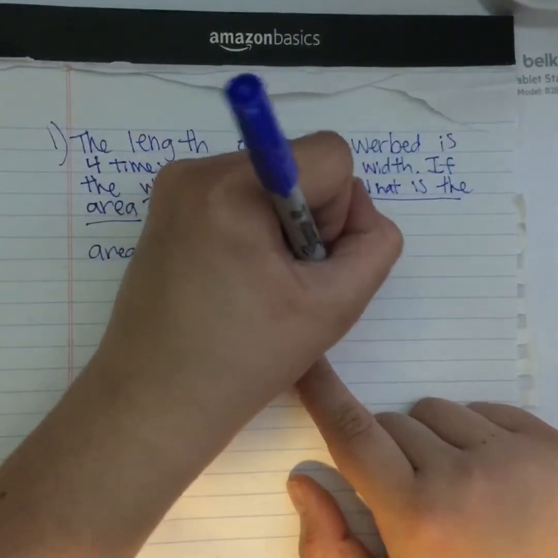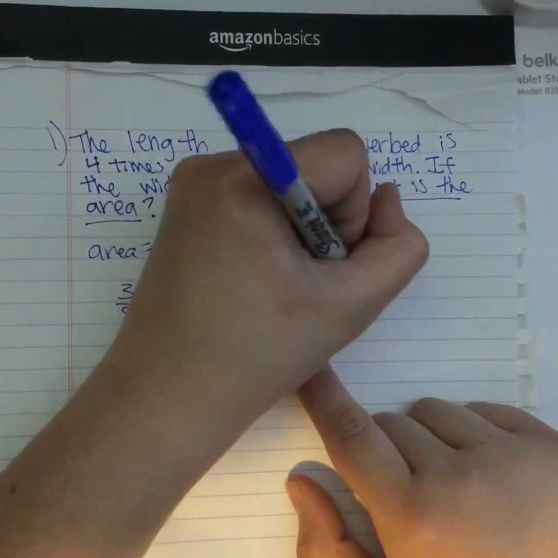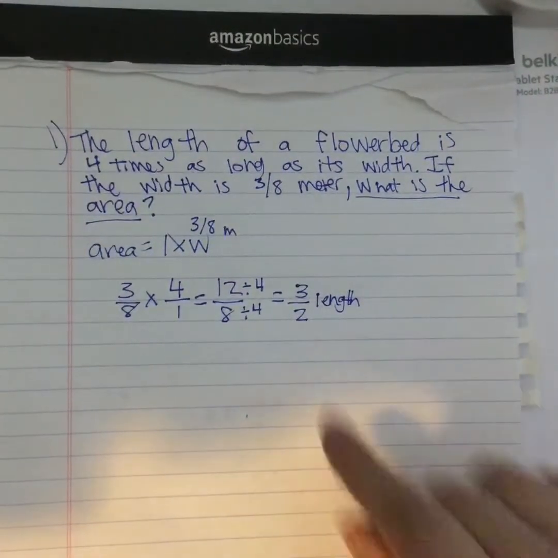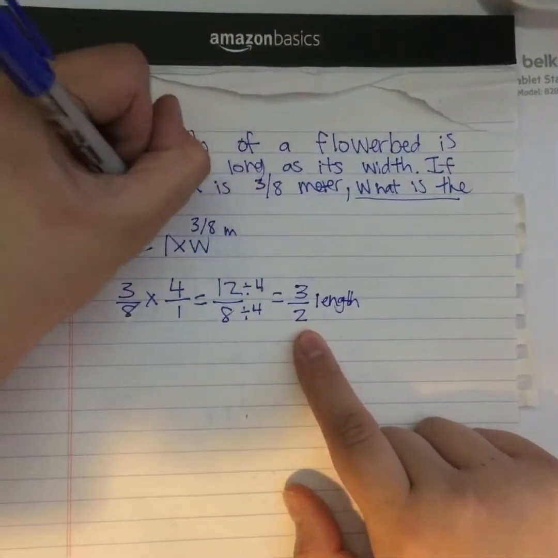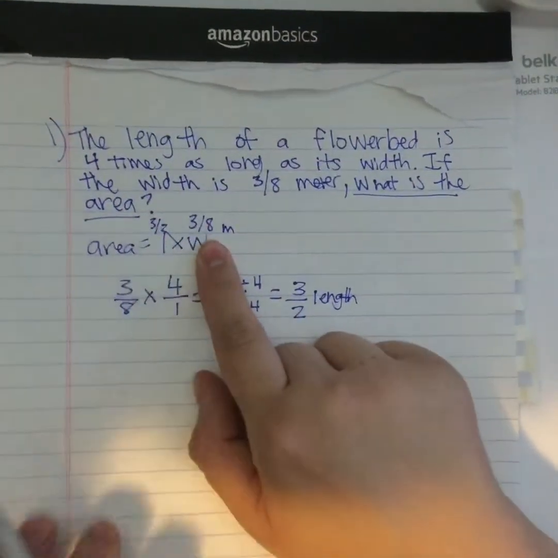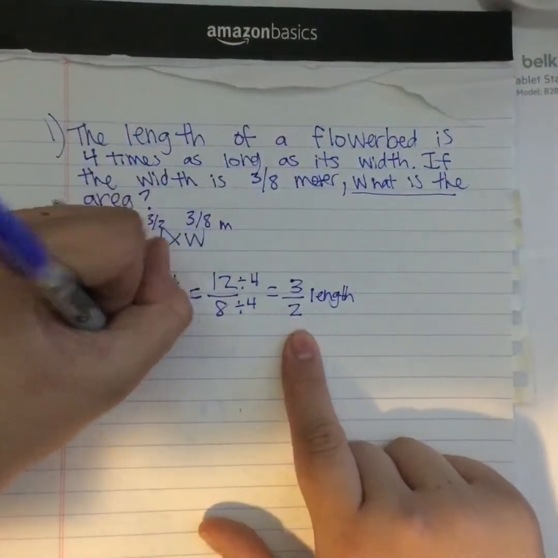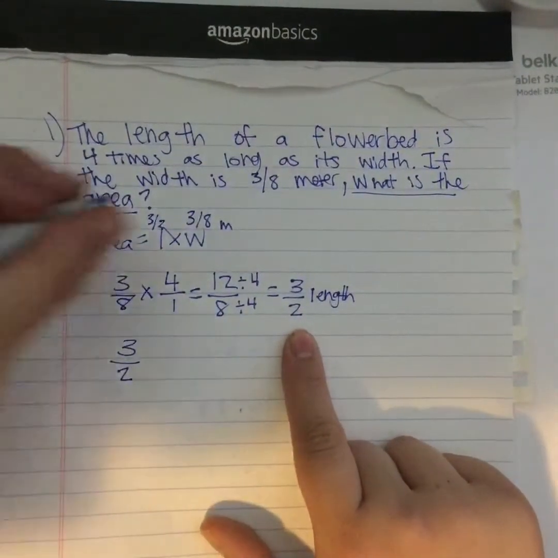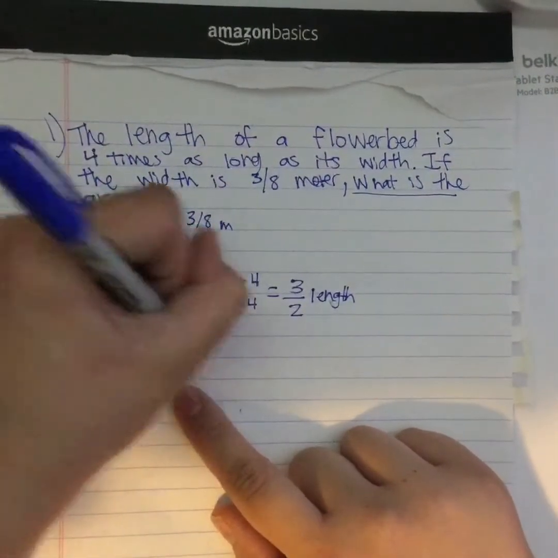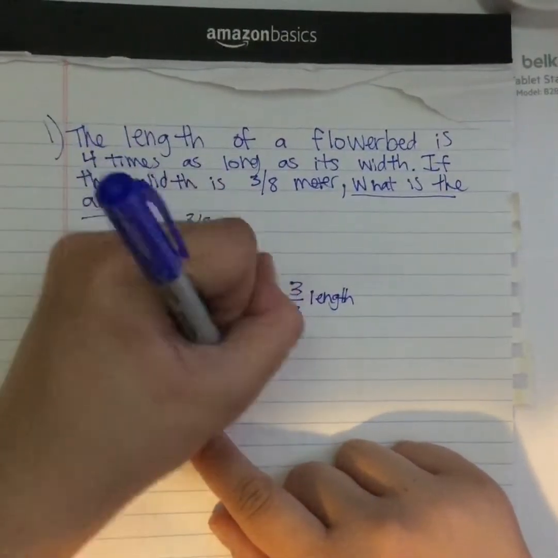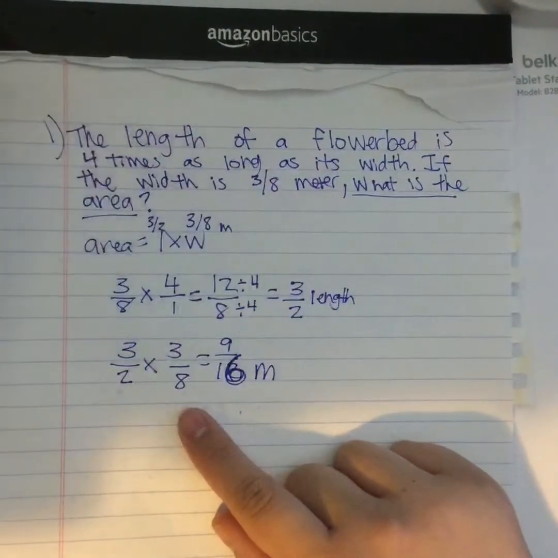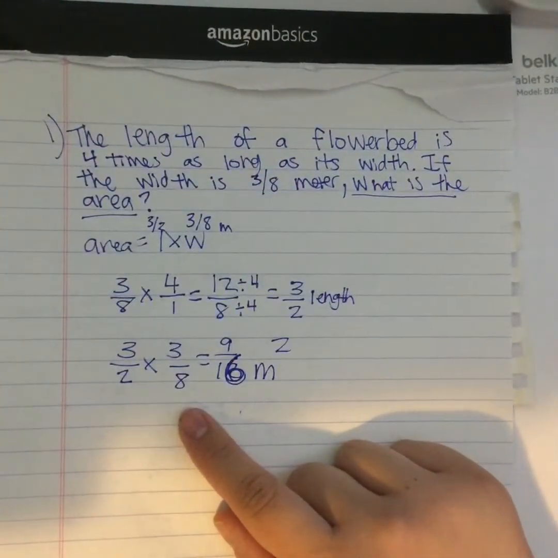So our length is 3/2 of a meter. Now, when we're doing area, we know we're doing our length times our width. So our length is 3/2 of a meter, and our width is 3/8 of a meter. And what do we get from this? We get 9/16 meters. Don't forget, we have to have square on there.